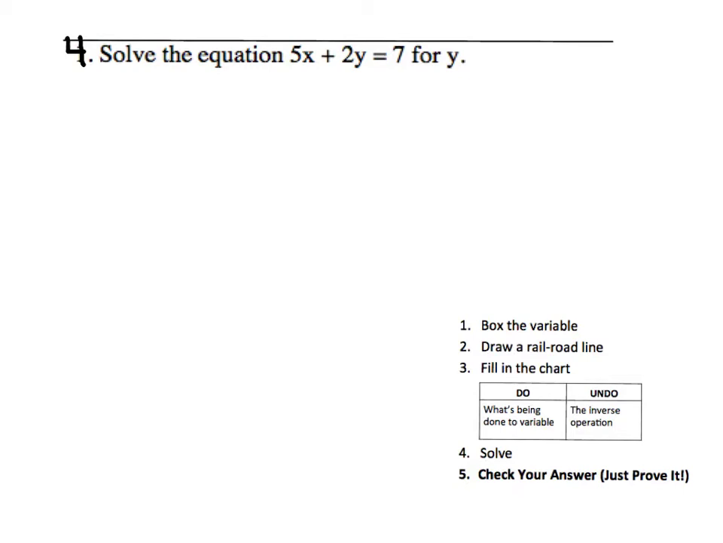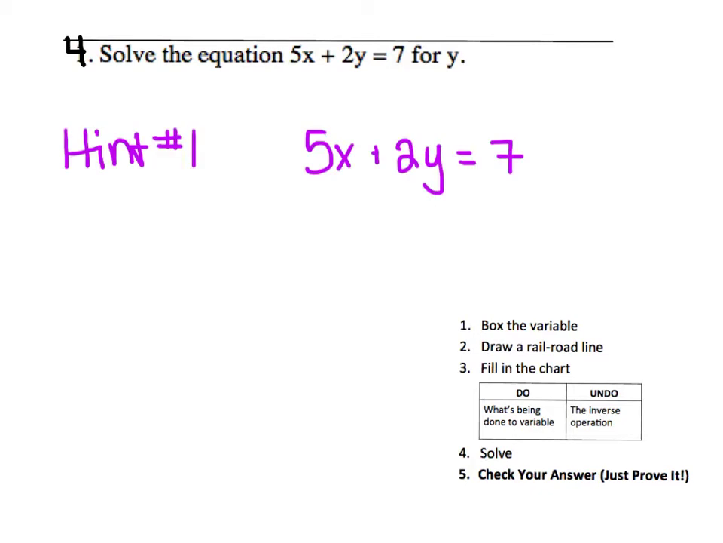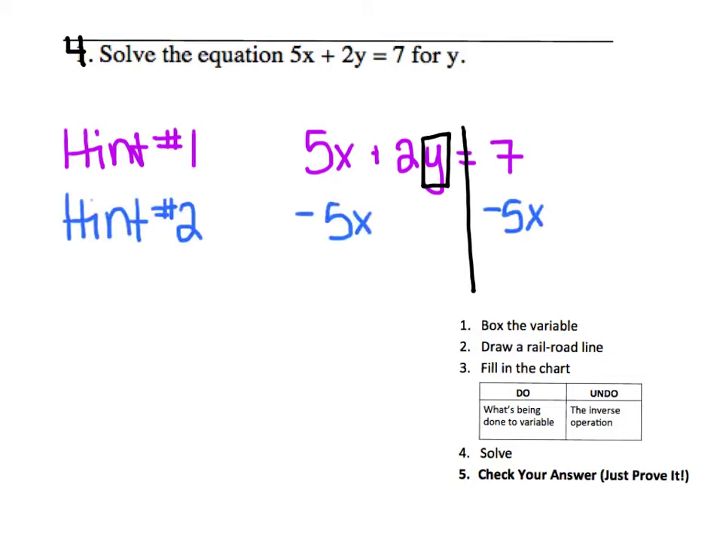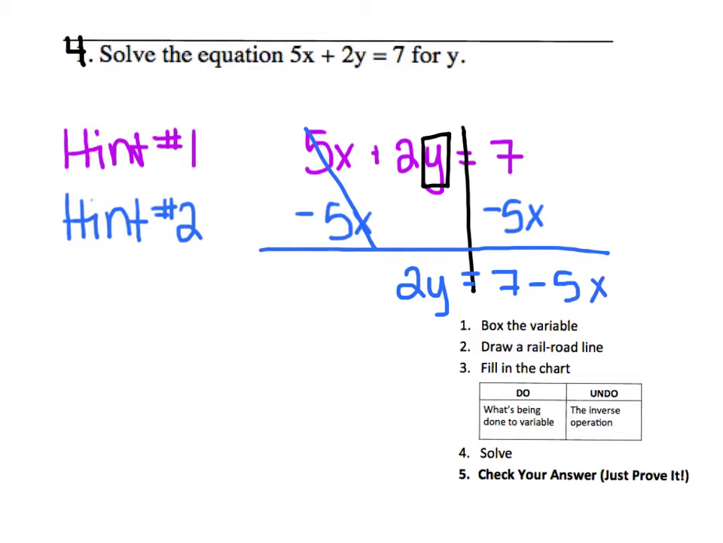Pause the video, try and solve this problem on your own, hit play if you need a hint. Ready, pause. Right, hint number 1 is to box the y variable and draw your railroad. Pause the video, try and solve, hit play if you need hint number 2. Ready, pause. Hint number 2 is we're going to subtract 5x from both sides to get rid of the 5x over here. So we're left with 2y is equal to 7 minus 5x. Pause the video, finish solving, hit play when you're done.